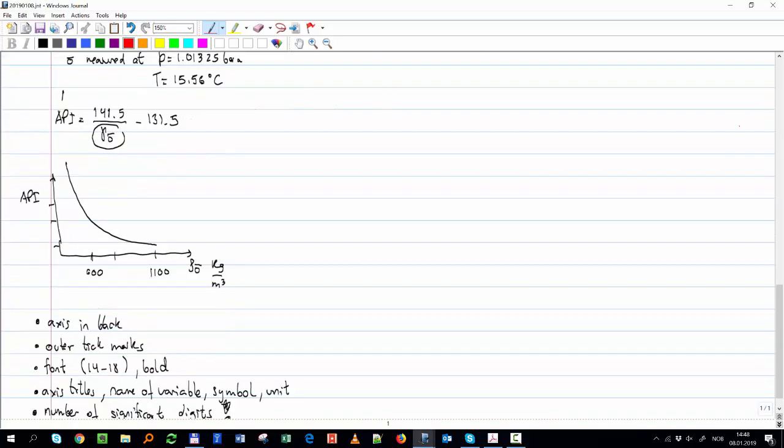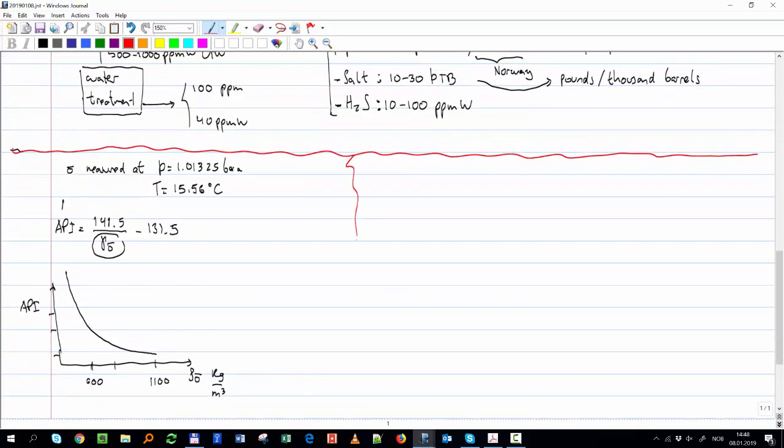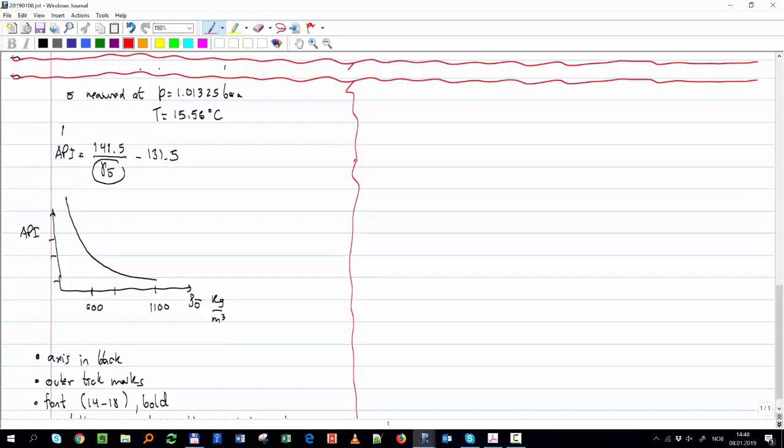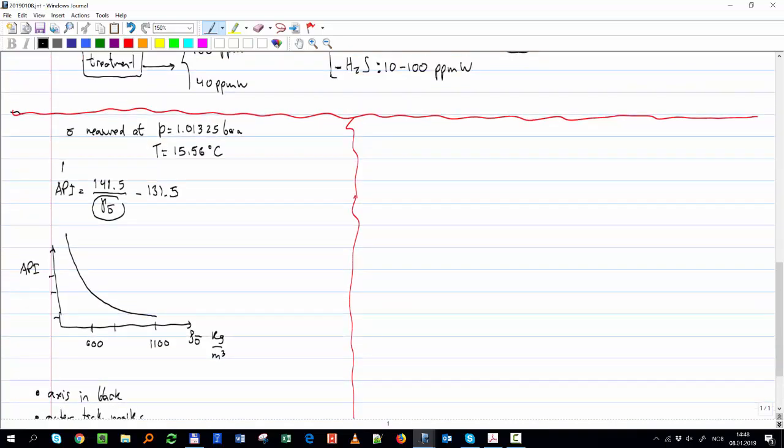Okay, so the next comment is a short comment on the fact that in petroleum engineering, we use what we call standard condition volumetric rate.